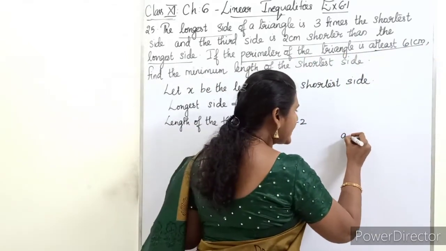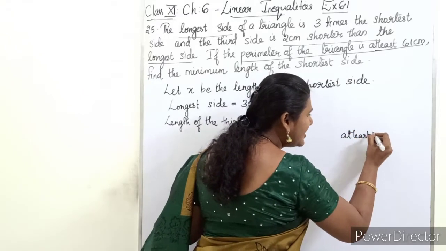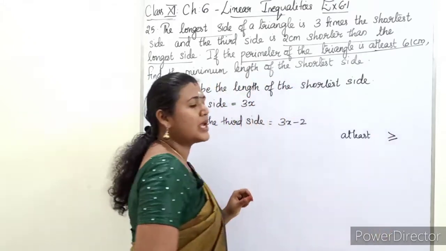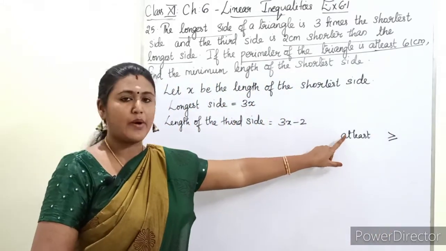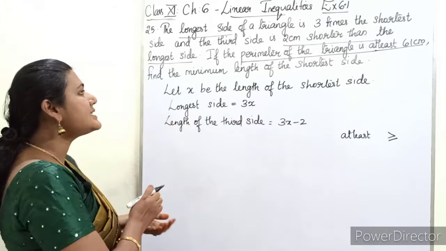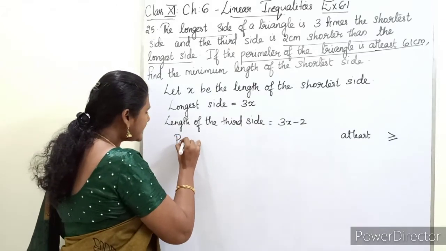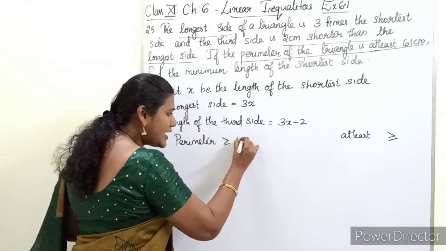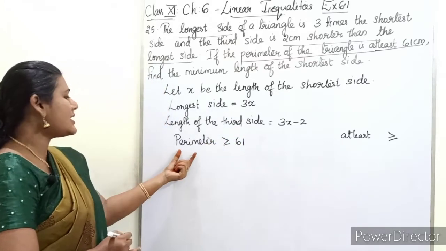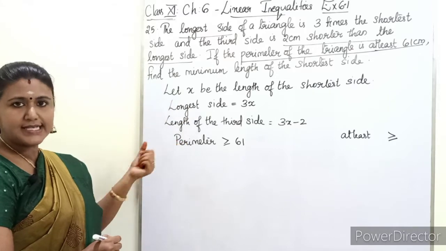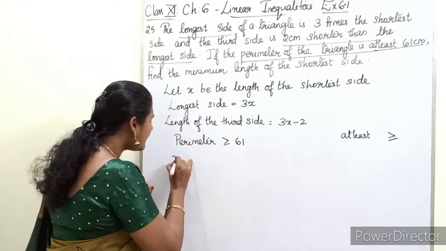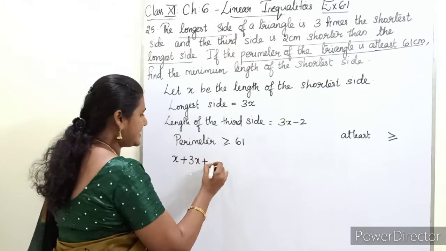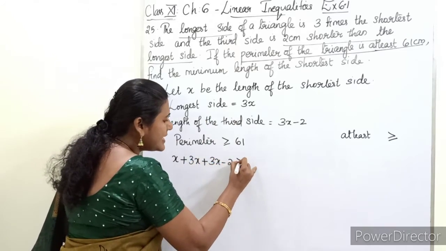I have already explained in the previous video, if the word 'at least' comes, you have to use the greater than or equal to inequality. This inequality you have to use. So what is given? Perimeter is at least 61. So it means perimeter is greater than or equal to 61. Now what is perimeter? The sum of all the three sides of a triangle.